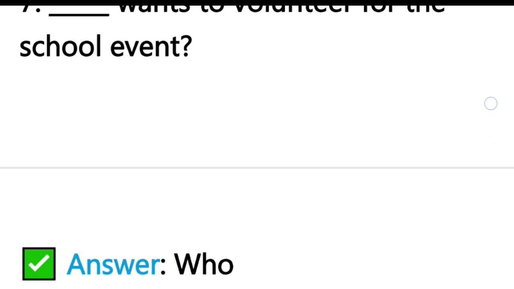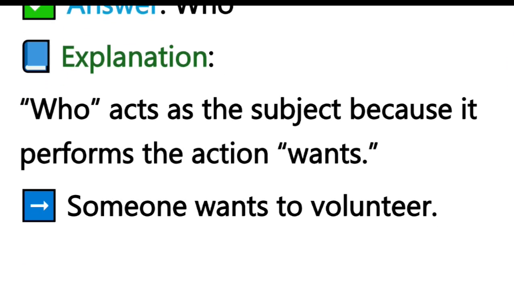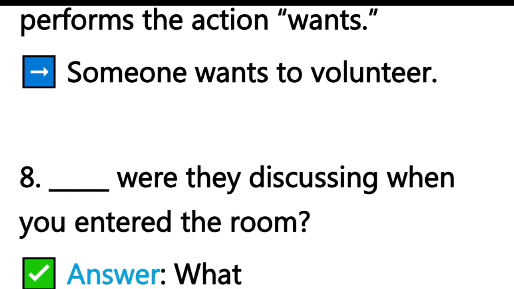7. Dash wants to volunteer, and answer will be who. Who acts as the subject because it performs the action wants. Who wants to volunteer? Answer will be someone wants to volunteer. So that will be the answer.